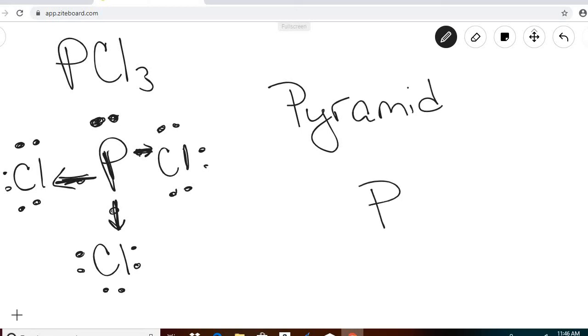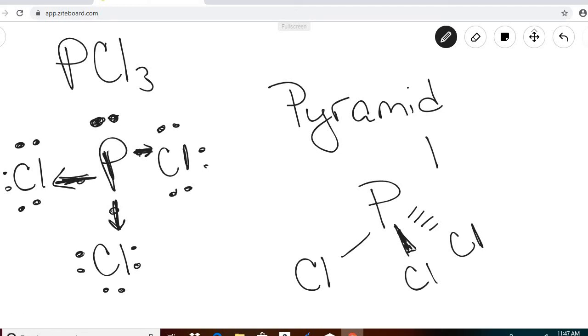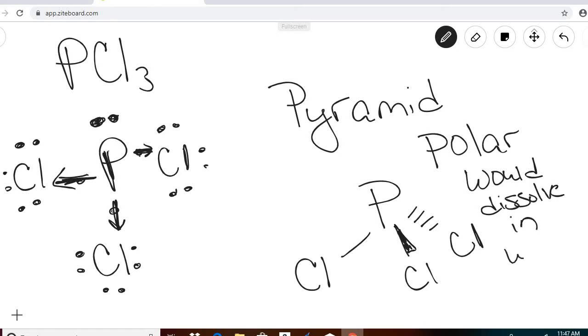So we put our phosphorus here. In a pyramid, there's nothing sticking out on the top. So we have a chlorine here, a chlorine here, and a chlorine here. And so we have these things pulling downward, but nothing pulling in an upward direction to balance those out. So that would make this a polar molecule, and it would dissolve in water. Okay, so that finishes up the additional practice problems for Chapter 5.